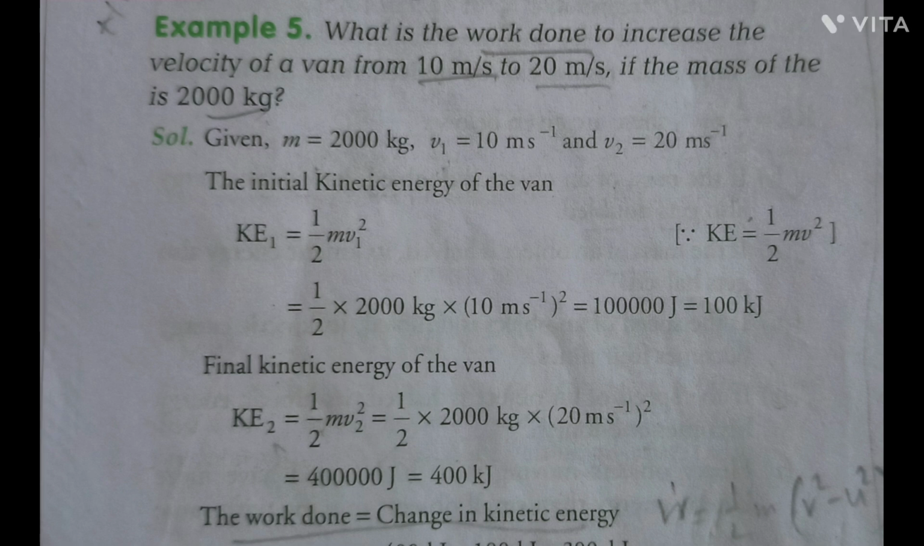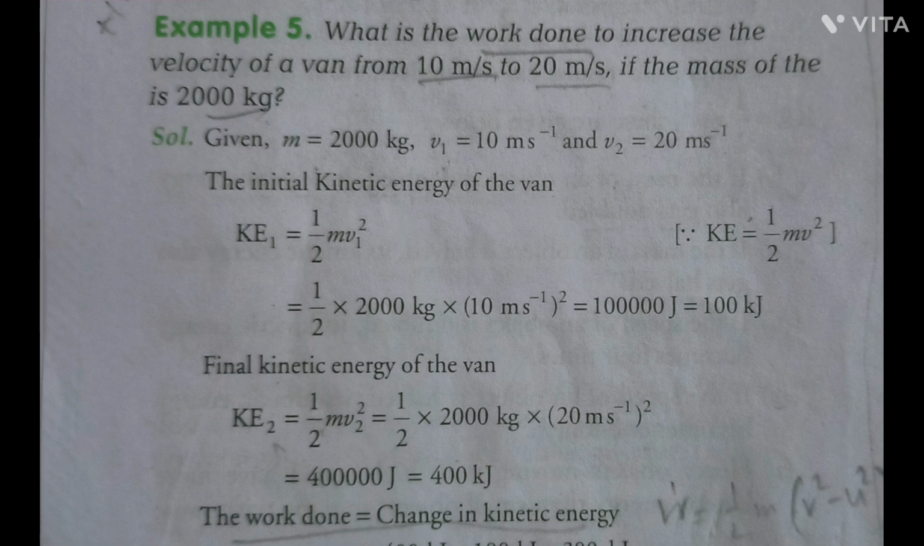Now, the initial kinetic energy of the van is equal to KE1 is equal to half mv1 square, which is equal to half into 2000 into 10 square, that is equal to 100 kilojoule. Again, the final kinetic energy of the van is given by KE2 is equal to half mv2 square, that is equal to half into 2000 into 20 square is equal to 400 kilojoule.